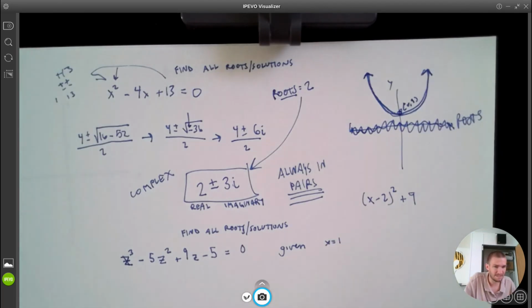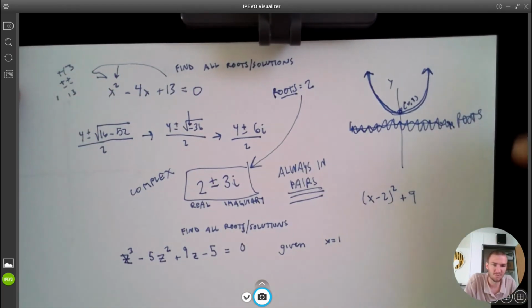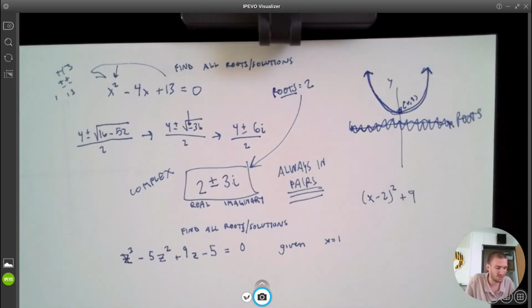That's maybe more in depth than I wanted to go for this question, but all of this is good algebra skills.